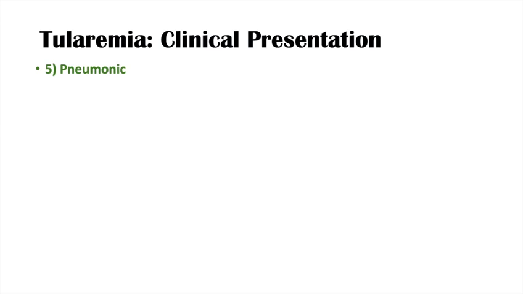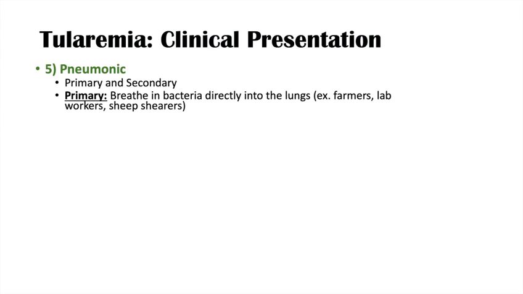The fifth presentation of tularemia is known as pneumonic tularemia. There's primary and secondary pneumonic tularemia. Primary is essentially when you breathe in the bacteria into your lungs directly. It's a direct contact from the bacteria into the lungs. This can occur in farmers, lab workers, sheep shearers. So with primary pneumonic tularemia, these patients can have fever and cough, malaise, so they can be very tired, and they can have myalgia, so sore and achy muscles.